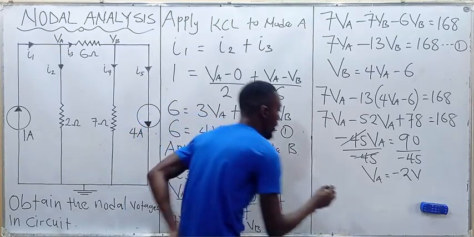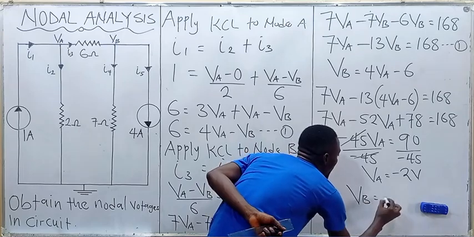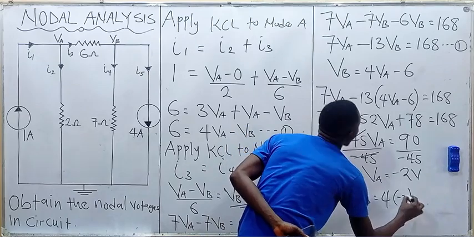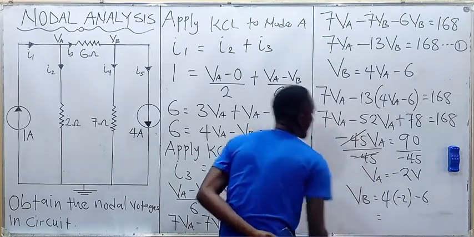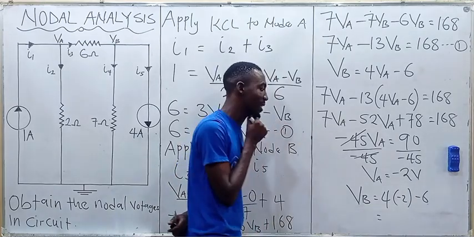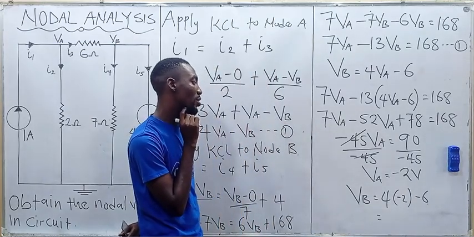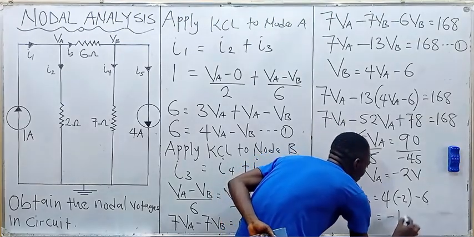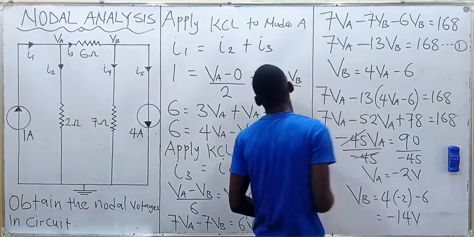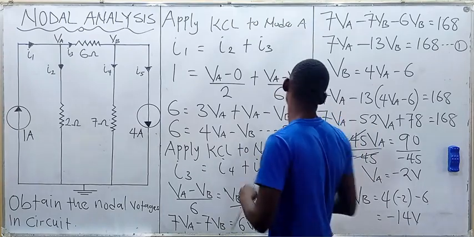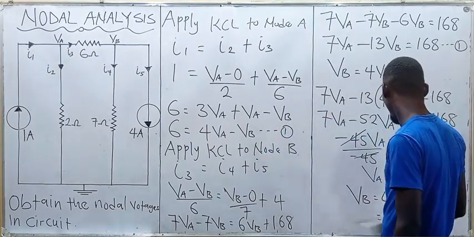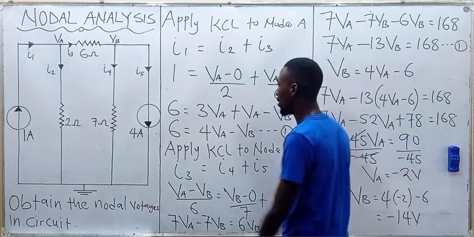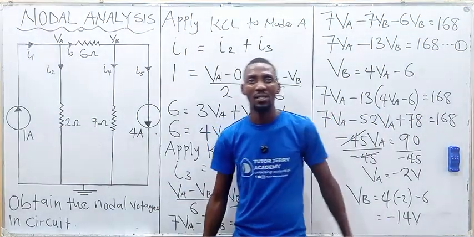Let's find our VB. VB will be equal to 4 times VA minus 6, so 4 times minus 2 is minus 8. Minus 8 minus 6 is going to give us minus 14, right? So we have minus 14 volts. So the voltage across node A is minus 2 volts, and the voltage across node B is minus 14 volts. So this is how to go about this question.